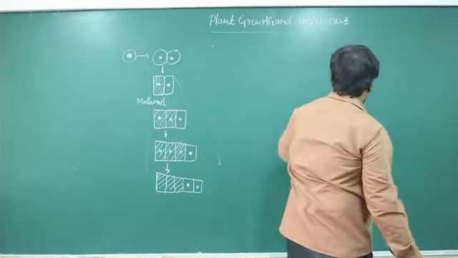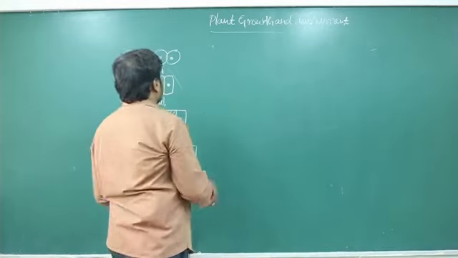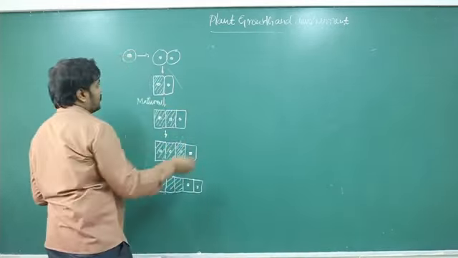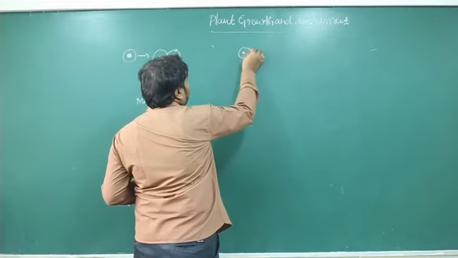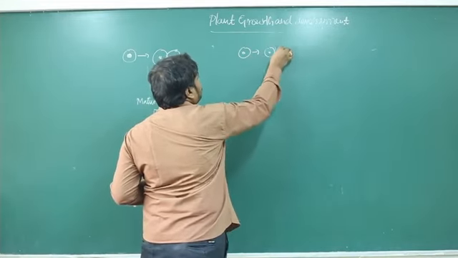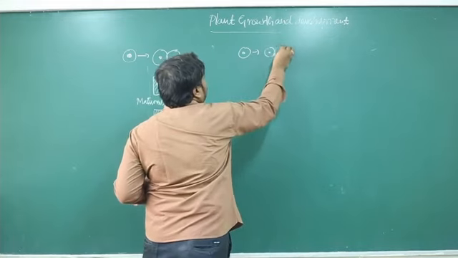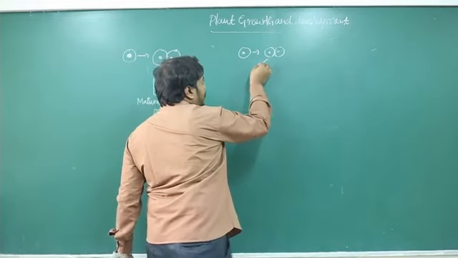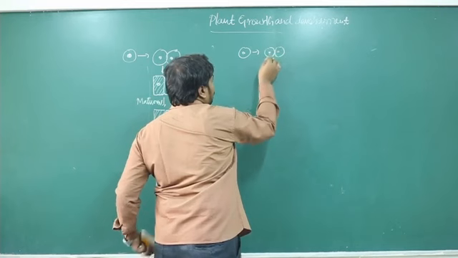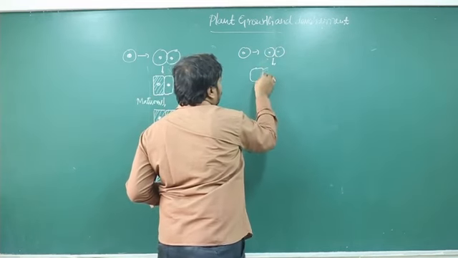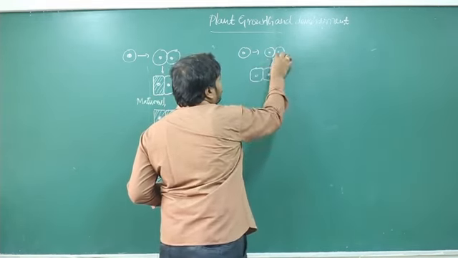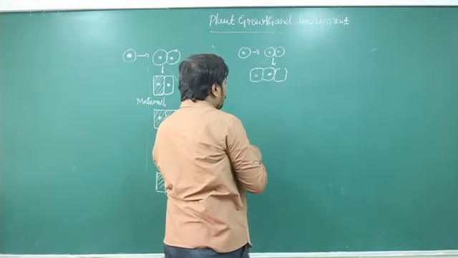So opposite to this is geometric growth. In case of geometric growth, what happens? The cell undergoes division to form two daughter cells. These two daughter cells again undergo division. This cell undergoes division to form two cells. This cell again undergoes division to form two cells.